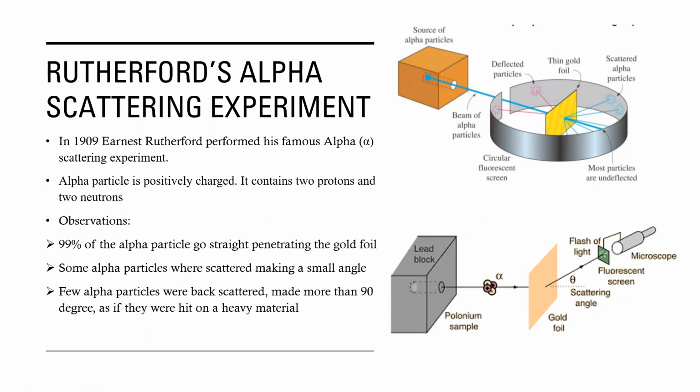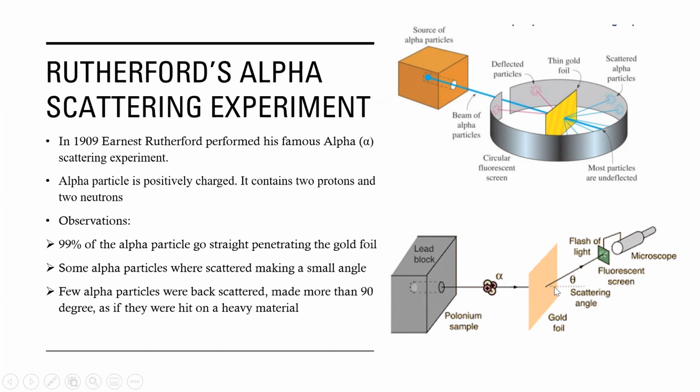99% of the alpha particles go straight, penetrating through the gold foil. They go on straight, which means most of the alpha particles, 99% of the incident alpha particles on the gold foil, pass on straight. They are not deflected. Here you can see the same arrangement in a different figure. So there is a polonium sample which is radioactive and gives out alpha particles, and the alpha particle consists of two protons and two neutrons. They go and hit the aluminum foil.